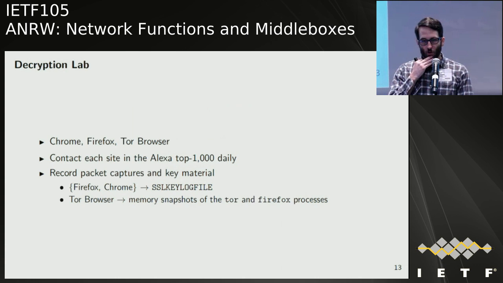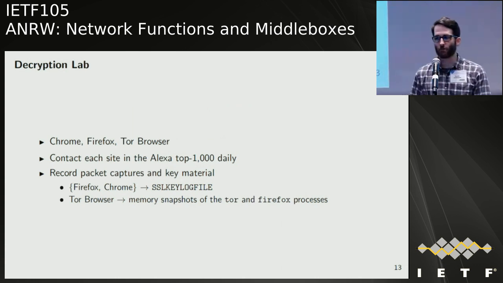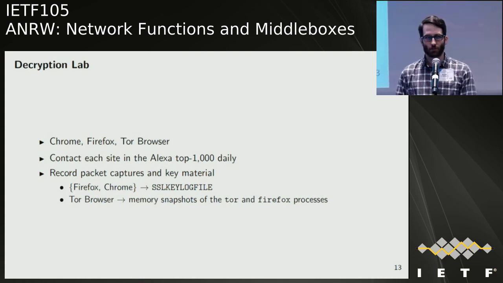And we had 2 main avenues to get this data. One of them was a decryption lab that we set up with Chrome, Firefox, and the Tor browser, where we got the Alexa top 1,000 websites and just pinged each one of them and collected all of the initial sessions and all of the ancillary sessions that happen, along with all of the key material. So either SSL keylog for Firefox or Chrome. For Tor browser, we took memory snapshots every 2 seconds, which seemed like a pretty good trade-off. We got the majority of both the AES keys for Tor and the TLS master secrets for the Firefox processes.